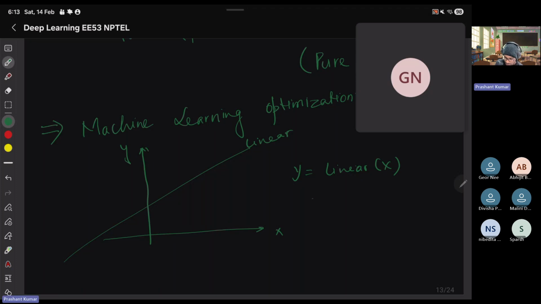And you can write this as mx plus c, where you don't know m and c. These are unknown. m comma c. Okay.